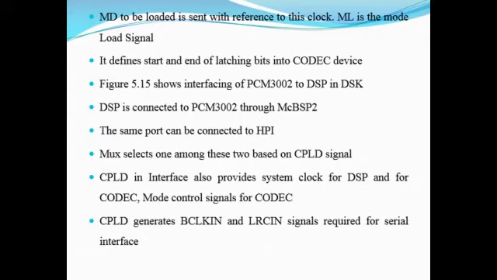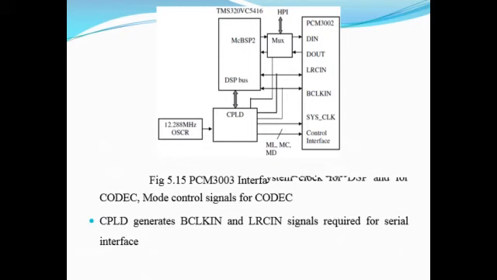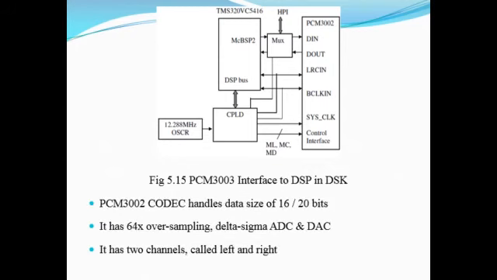So whenever we want to connect a DSP to the PCM 3002, that is a codec, we have to have an interface connected between the DSP and the codec. The DSP is in a DSK that we are going to use, and the same can be connected using the host peripheral interface port. And this is the interface of a DSP in the DSK.